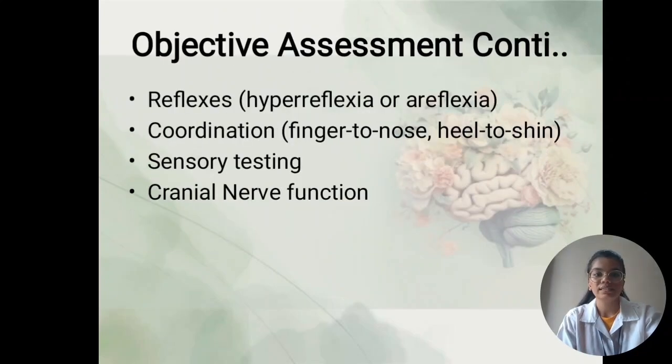Now the reflexes in a patient having encephalitis may show hyperreflexia or areflexia. Coordination means finger to finger and heel to shin; all these tests would be performed. Sensory testing would be done. Cranial nerve examination would be done.